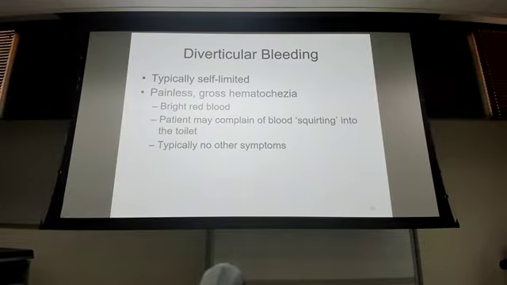Diverticular bleed, painless, bright red bleeding from the rectum. Bright red, large volume, which is different than our normal anal rectal bleeds from internal hemorrhoids or external hemorrhoids or fissure. Those are usually bright red, but low volume. For diverticular bleeds, usually self-limited, painless, often under pressure, so the patient may say, hey, I have blood squirting into the toilet when I defecate. Usually no other symptoms.